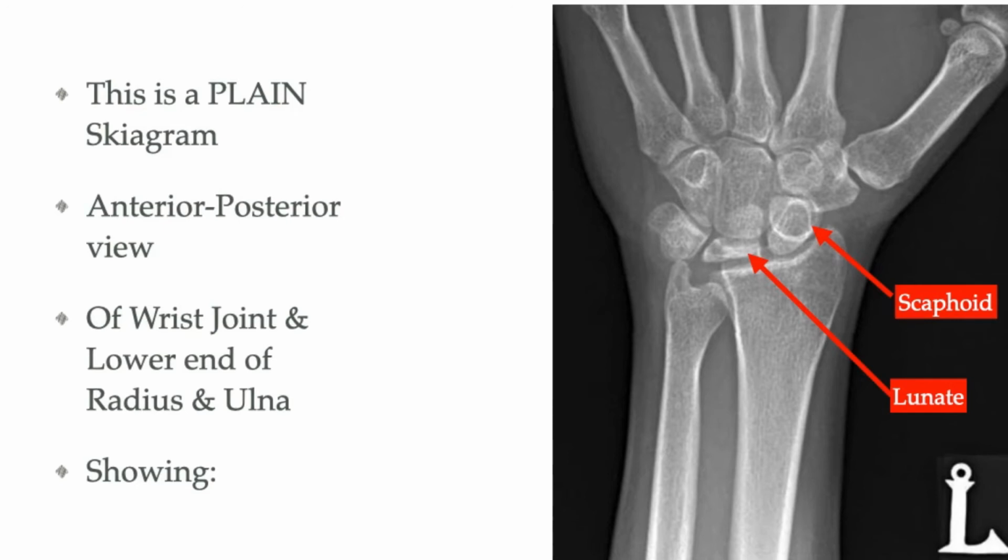Now over the scaphoid, you can see a white color ring here, this ring. This is the margin of the tubercle of the scaphoid. Further proceeding medially, the next bone is triquetral. Over the triquetral, we have pisiform bone.